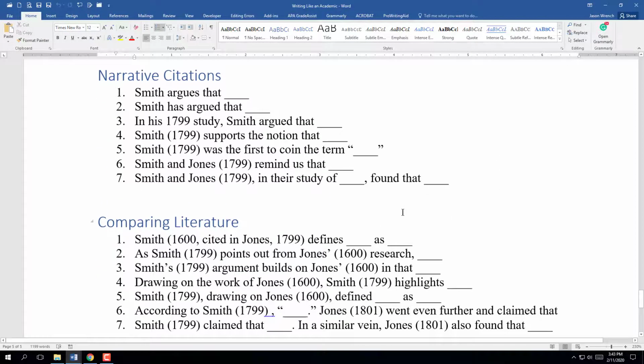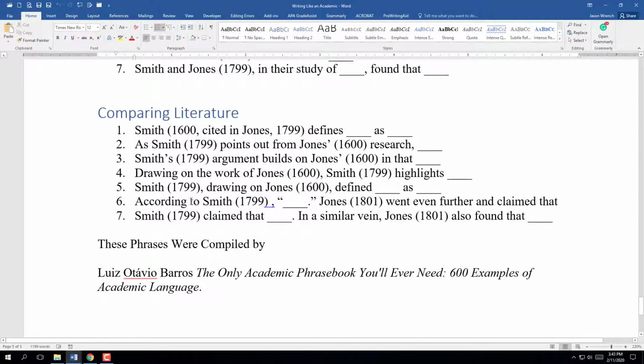And the last part here, I just showed you some different ways that you can do citations. The first section, just simple narrative citations. And the second one is, what if you have comparisons? So for example, "Smith, 1600, cited in Jones, 1799, defines blank as blank," or "As Smith, 1799, points out from Jones's 1600 research, blank," or "Smith, 1799, claimed that blank." "In a similar vein, Jones 1801 also found that blank."